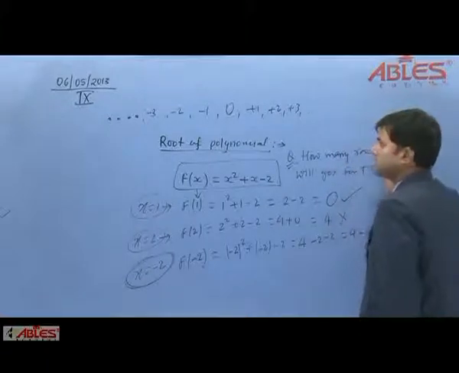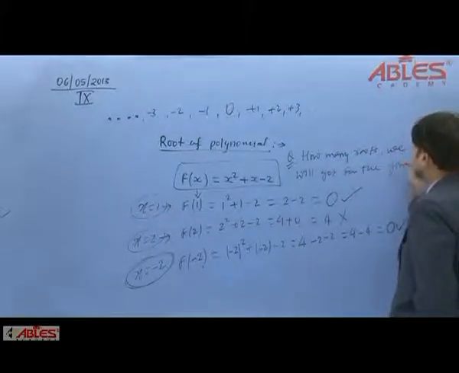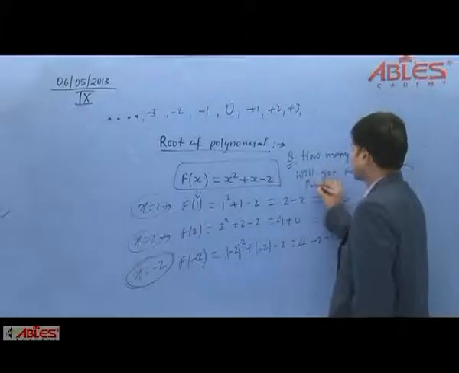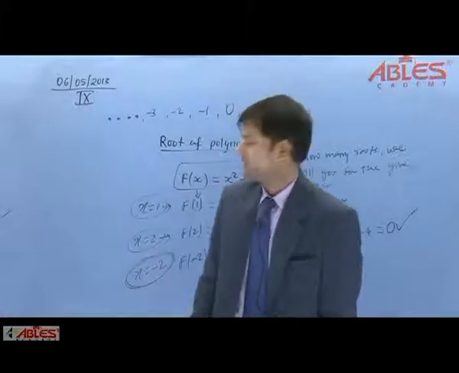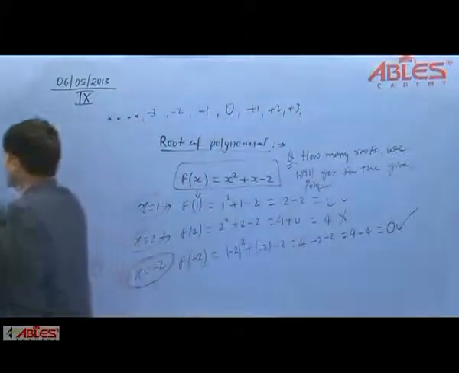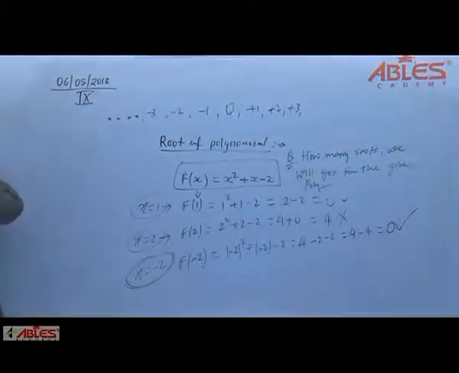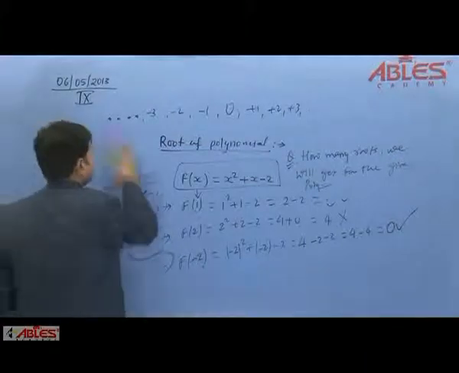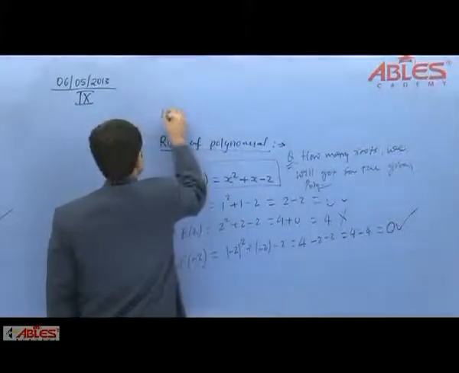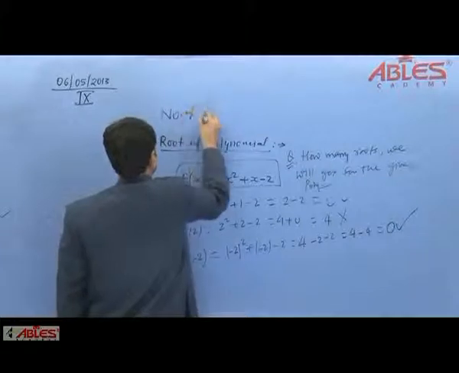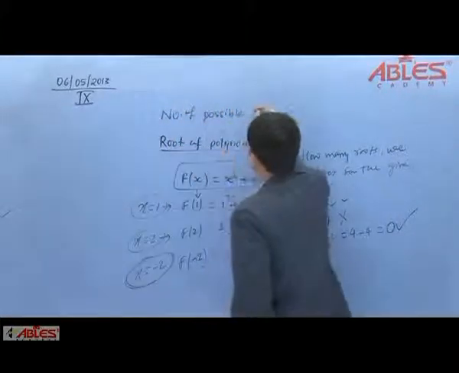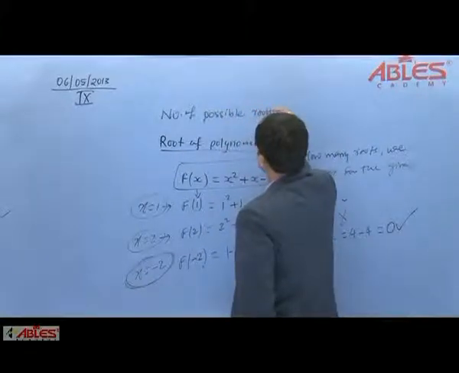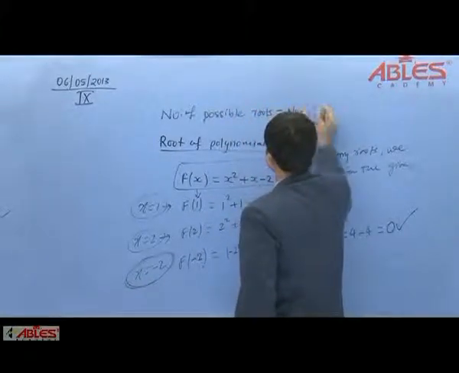We will get for the given polynomial. Okay students, so the number of roots equals the number of degree. Always remember students, number of possible roots equals the degree of the polynomial.